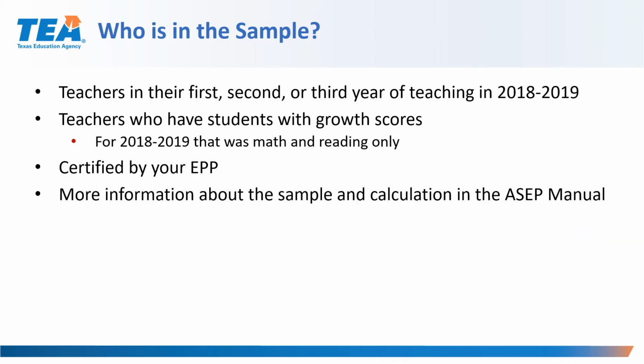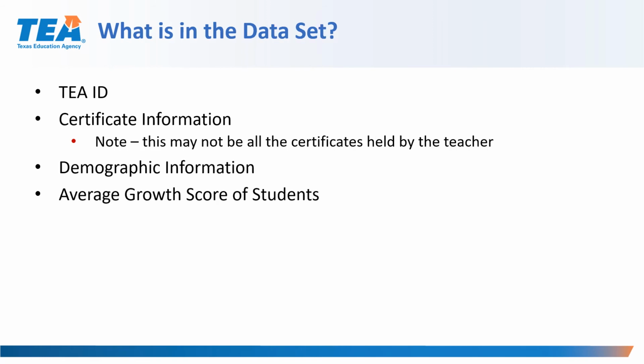A little more about the sample. Teachers in their first 3 years of teaching are included. Only teachers with students with growth scores are included, and for the 2018-2019 year, that meant students with math or reading growth scores, as those were the only ones present. You should receive information for candidates that were recommended for certification by your EPP. As a reminder, complete information about the sample and the calculation are available in the ACEP manual.